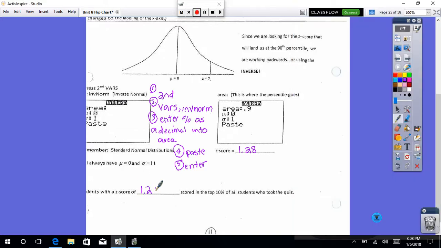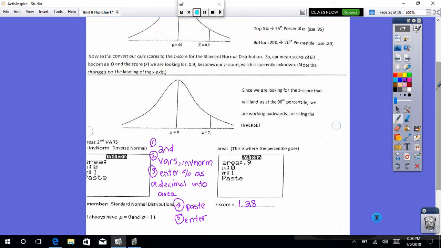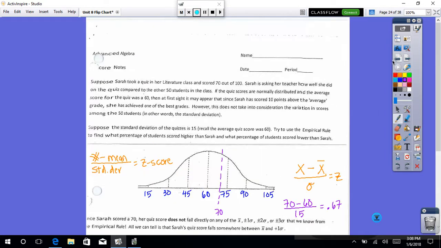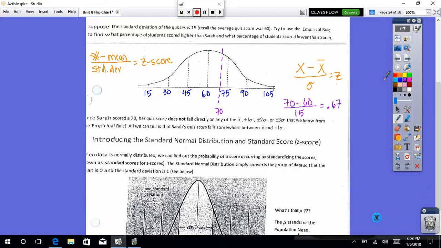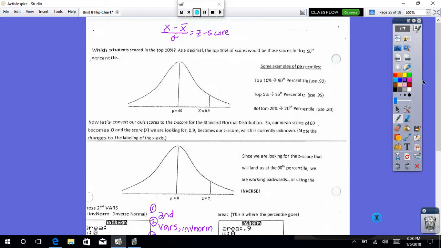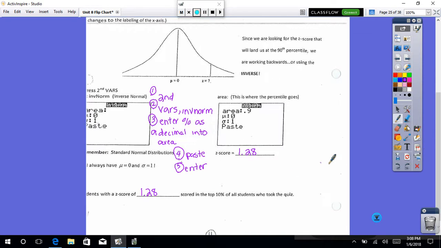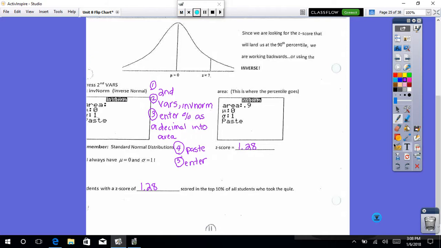So, what did we say Sarah's z-score was? Let's go back to Sarah. Sarah had a z-score of 0.67. In order for Sarah to correctly state that she was in the 90th percentile, her z-score would have to be a 1.28 or higher. Was Sarah's z-score 1.28 or higher? No, absolutely not. She got a 0.68.